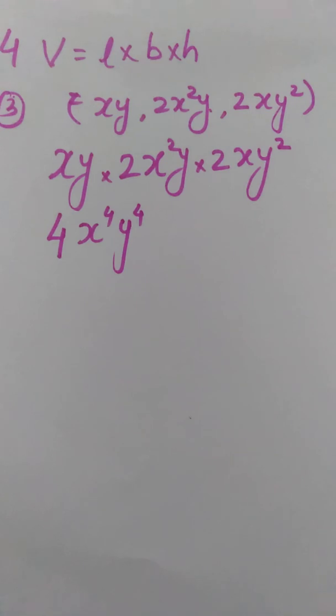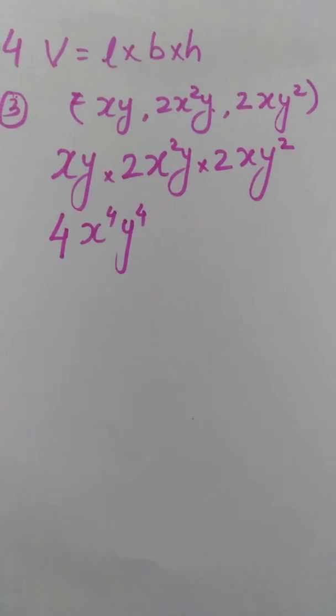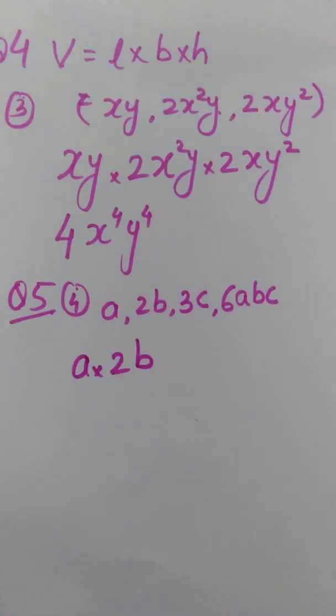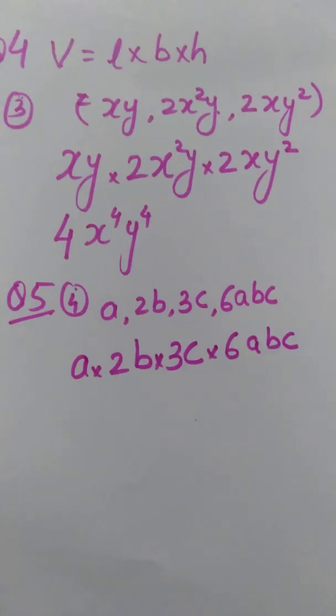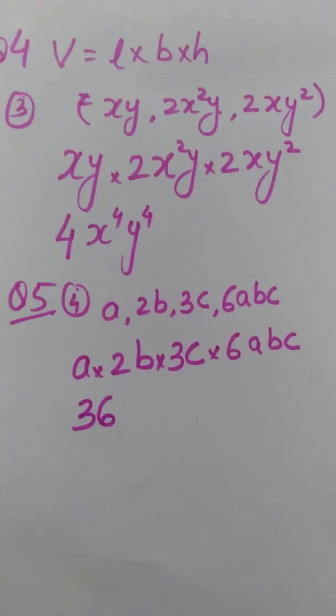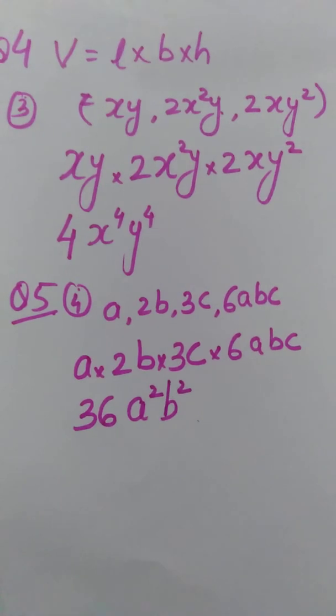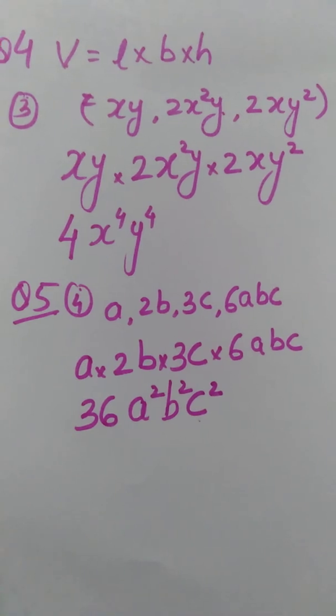Question number 5, again to obtain the product. Given are the 4 terms, they are multiplied together. a into 2b into 3c into 6abc. Now the coefficients are multiplied together. 2 into 3 into 6. 2 into 3 is 6 and 6 into 6 is 36. Now a multiplied by a gives a square. b multiplied by b gives b square. And c multiplied by c gives c square. So that is how you can obtain the product.